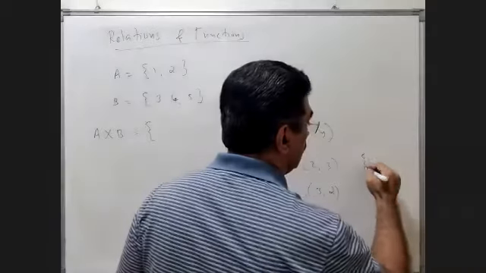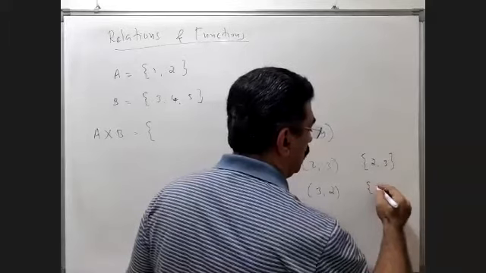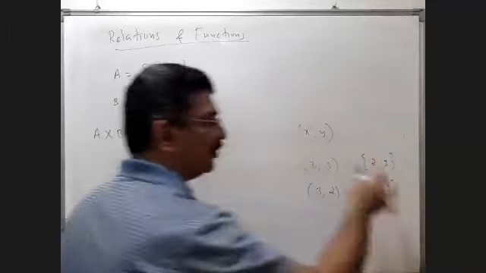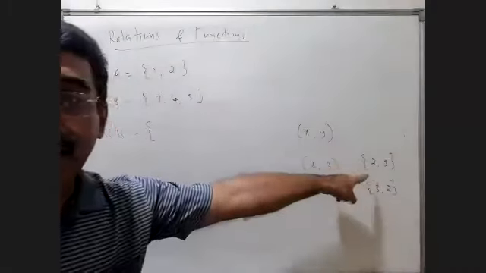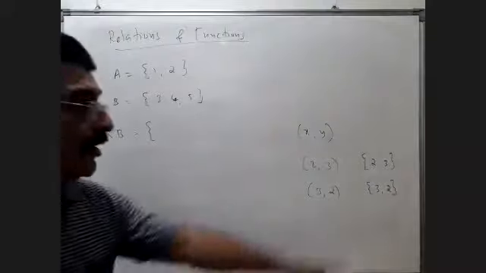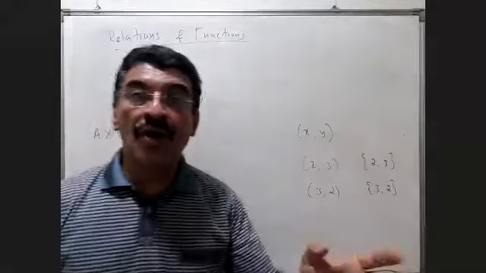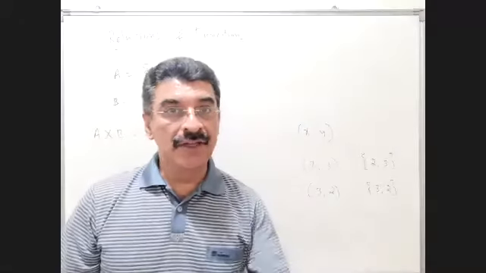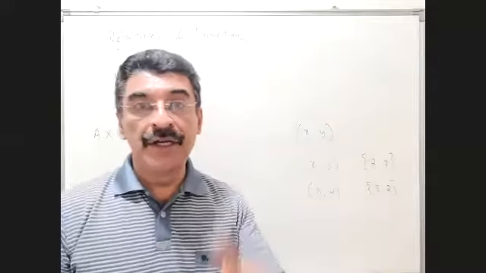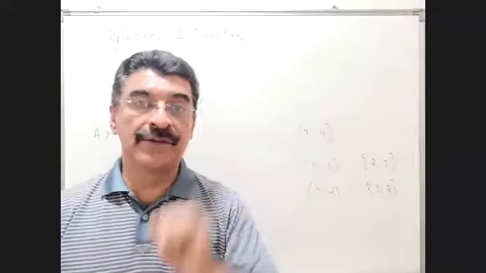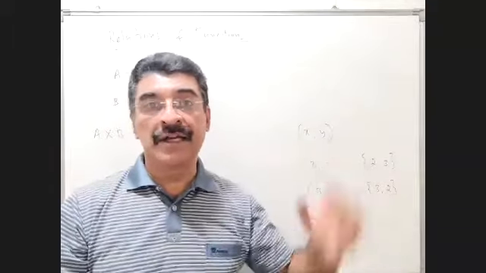Whereas set 2, 3 and set 3, 2, see, the difference in brackets makes a lot of difference. These both are the same because we know that in sets roster form, the order is irrelevant. Whether we write 2, 3 or 3, 2 doesn't make a difference. Whereas in an ordered pair, 2, 3 and 3, 2 make a lot of difference. That denotes two entirely different points in the Cartesian plane.